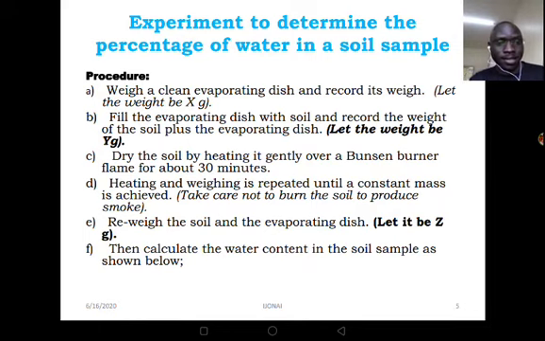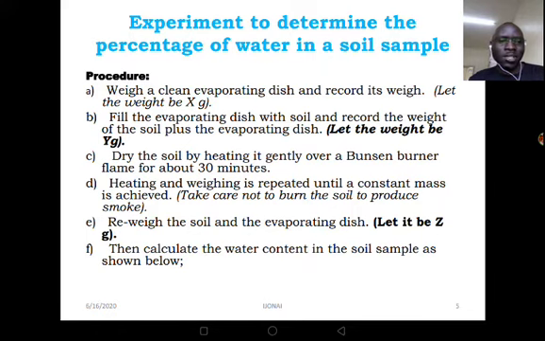weight, maybe Y grams. And then you dry the soil sample by heating it gently using a Bunsen burner. Or at home, you can use a stove for heating. Why do you heat? You heat so as to evaporate all the water, to remove water from the soil. So after heating, this soil now is dry. Yes, the soil has now dried, meaning it has lost the water.